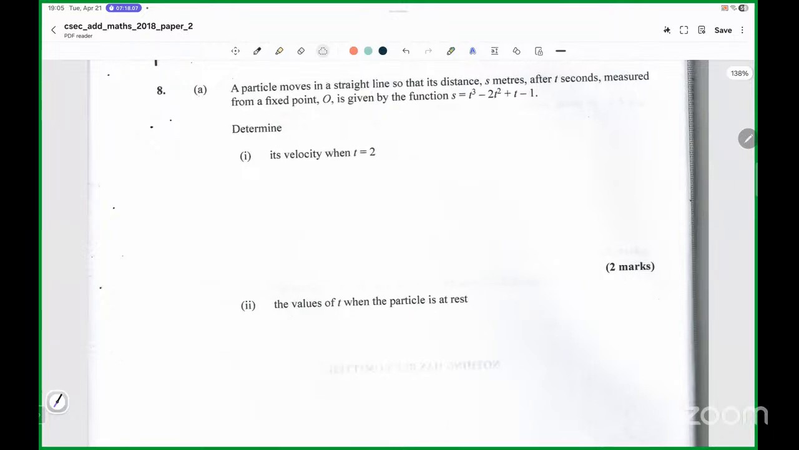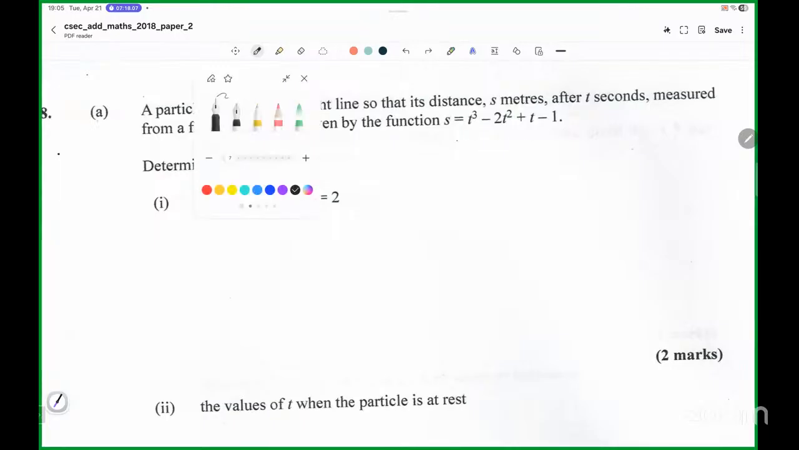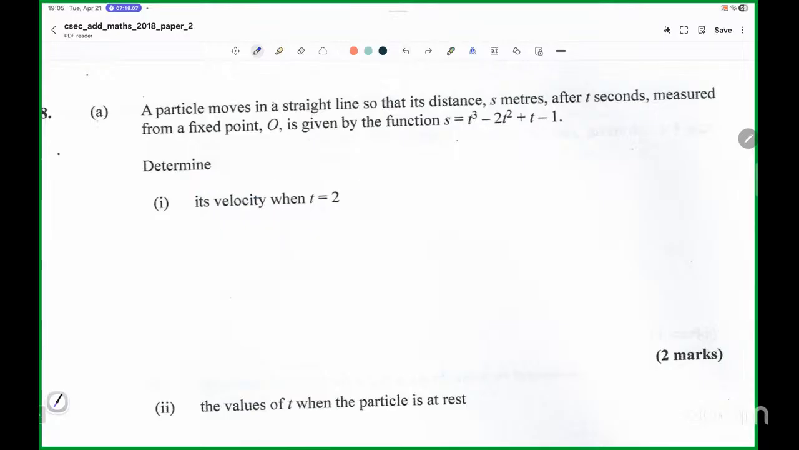So this one, in the exam, I'm happy to get this because you just differentiate it, right? So question one, the velocity when t equals 2. You're going to find the expression for the velocity first. Velocity is ds by dt. So you differentiate this to get velocity. So it becomes 3t squared minus 4t plus 1.